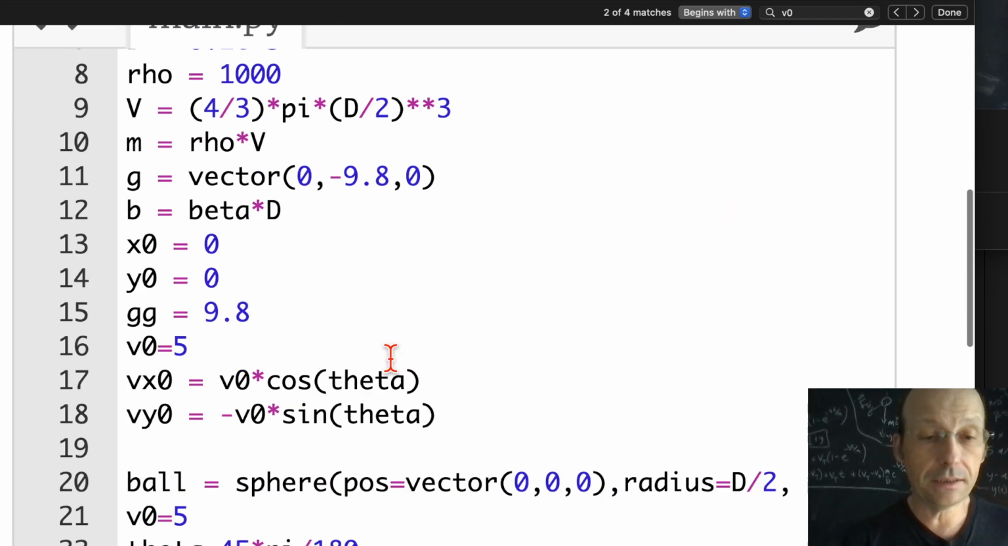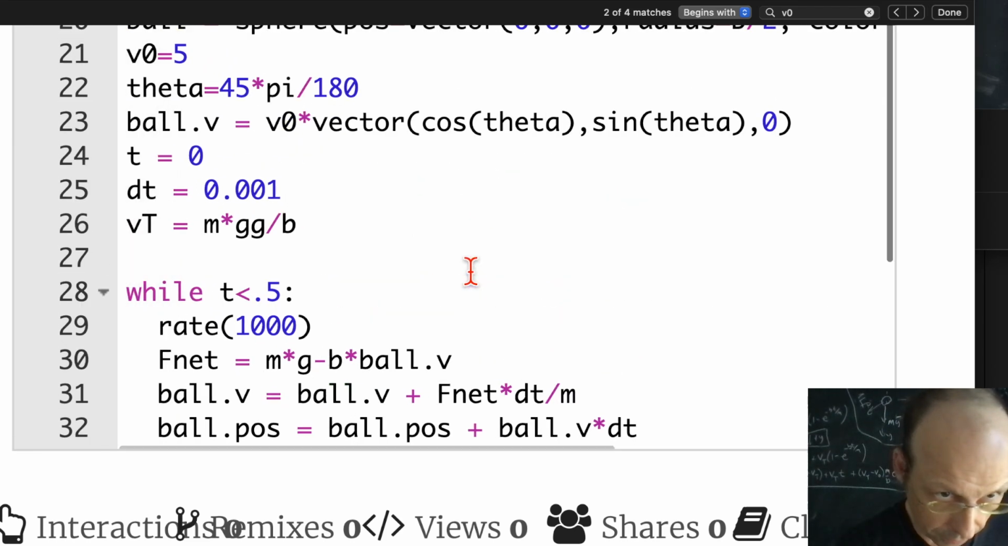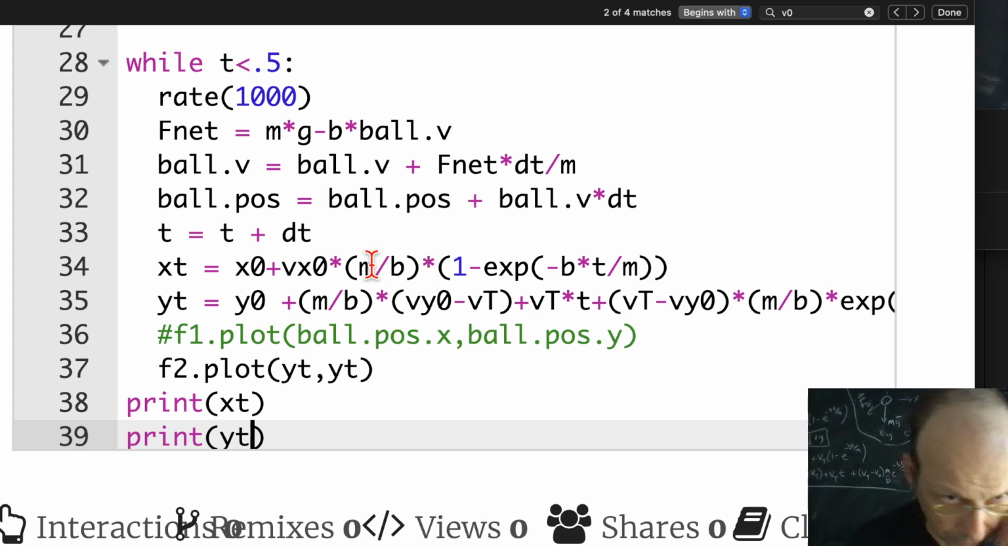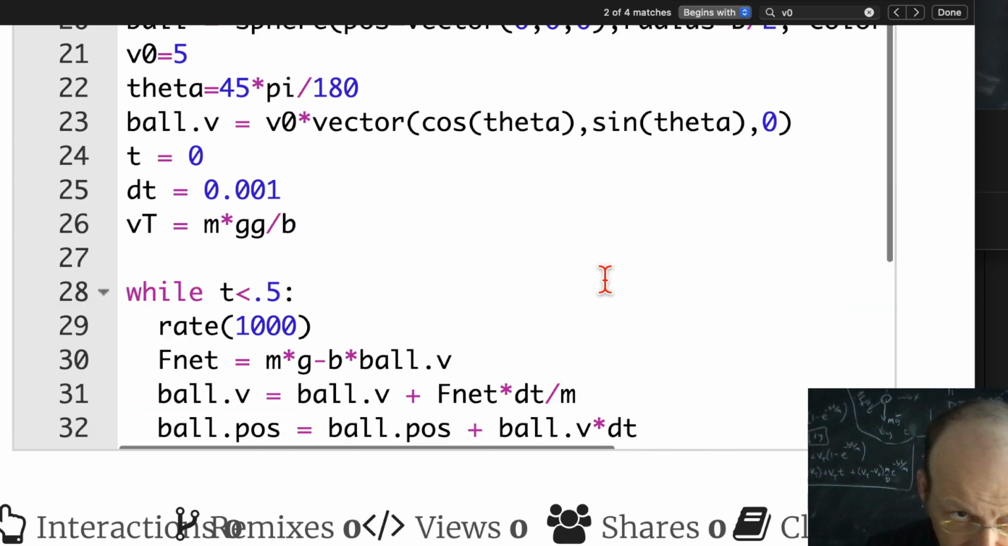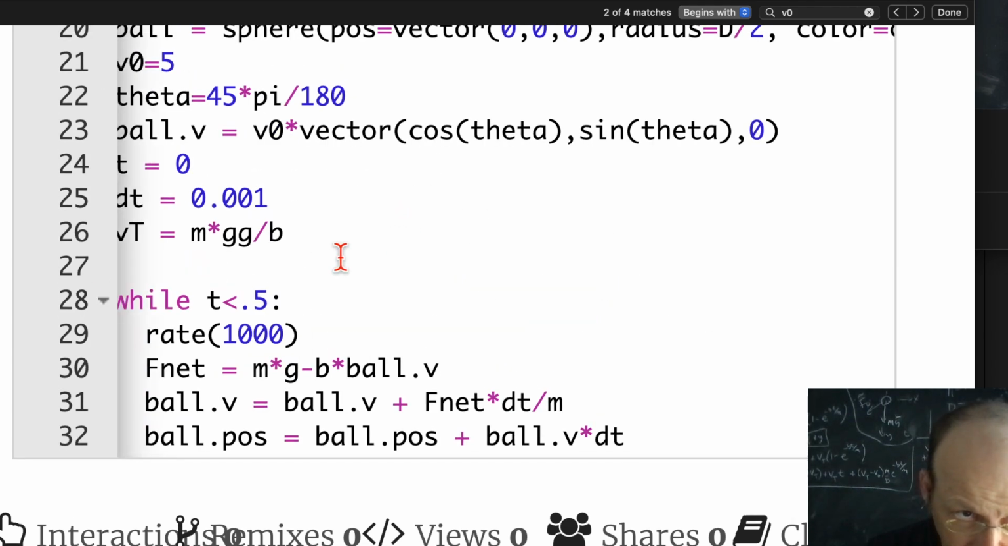I know what it is. No? Yes, I do. No, VT is mg over b. Why is it not a number? Neither of these are. Negative bt over m. So I assume this is a problem right there. X0, Vx0, m over b, 1 minus b. Is b positive? What do I put for b?